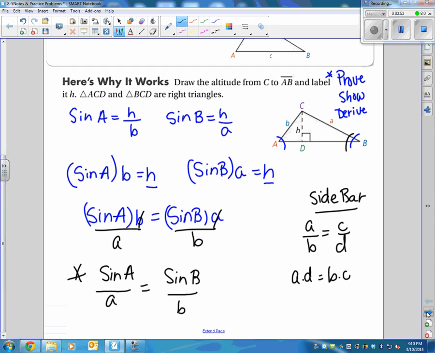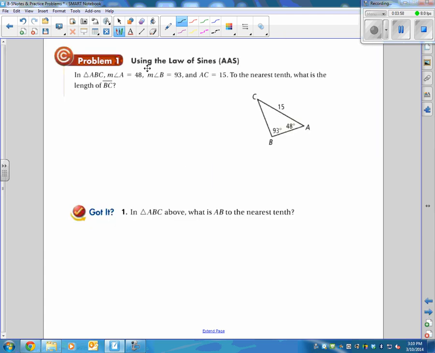Now let's try to use this particular proportion, the law of sines, and solve some problems. So in this particular problem, you have the angle A is equal to 48 degrees, and then you have angle B is equal to 93 degrees. I can go ahead and fill in angle C because I know that angle C is going to be equal to 180 minus 48 minus 93, right? Which will make angle C 39. So we'll go ahead and write that in just in case I need that later on.